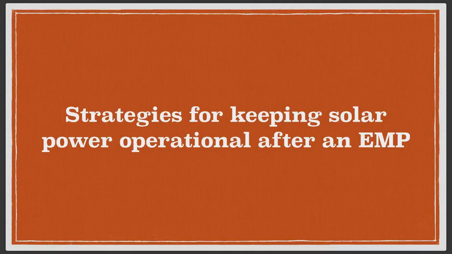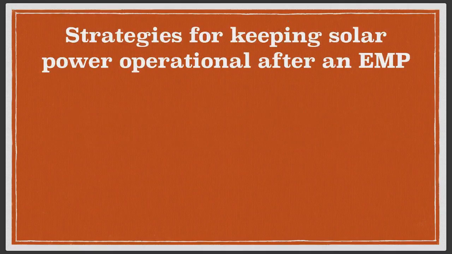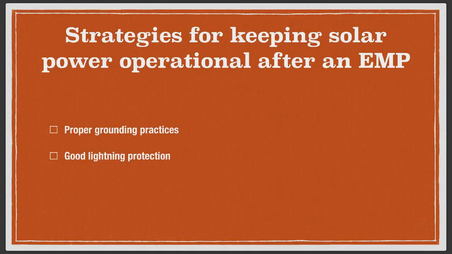So here are the 3 strategies that I would suggest for keeping your solar system in business after an EMP. Remember, I said it's pretty simple. So first off is pretty standard, simple stuff like proper grounding practices and good lightning protection. And as far as the grounding and lightning protection, these 2 topics are quite interconnected. But for the sake of keeping us organized, I'm breaking them into separate sections, and we're going to look at each of the 3 strategies separately.